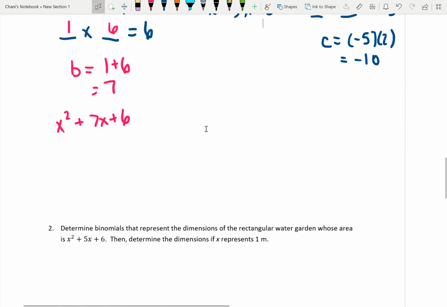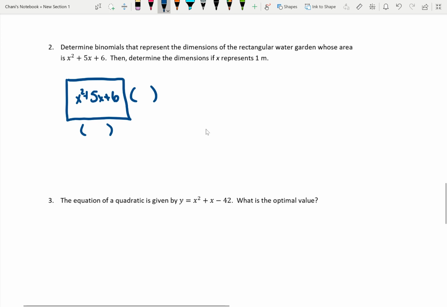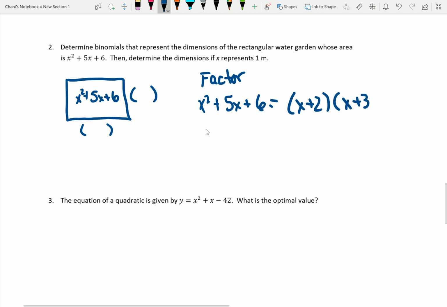Part number 2. Determine binomials that represent the dimensions of the rectangular water garden whose area is x squared plus 5x plus 6. So if our area is x squared plus 5x plus 6, that means we must have a length and a width that multiply to this. So in order to find out what those are, we need to factor, which undoes the multiplication. Okay, so we actually already factored this. It is x plus 2 and x plus 3. Okay, those two numbers add to 5 and multiply to 6.